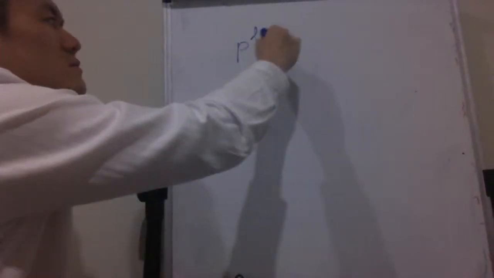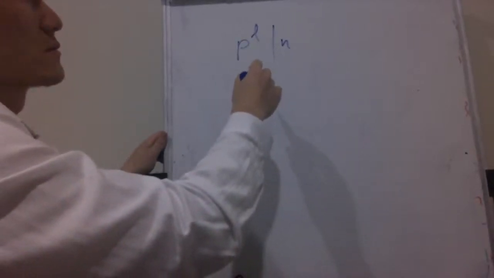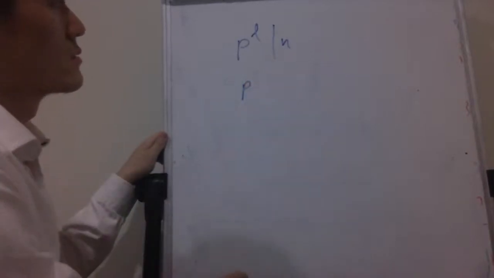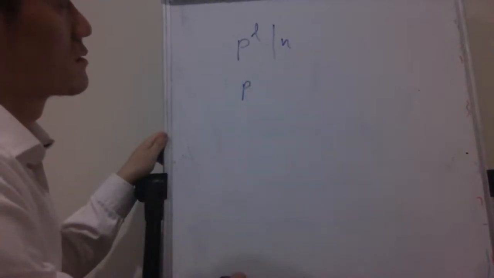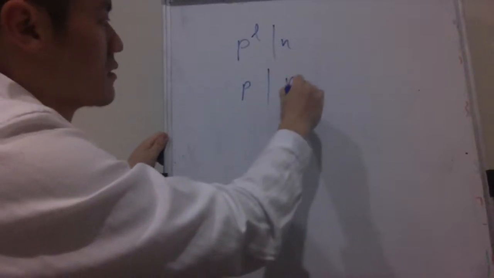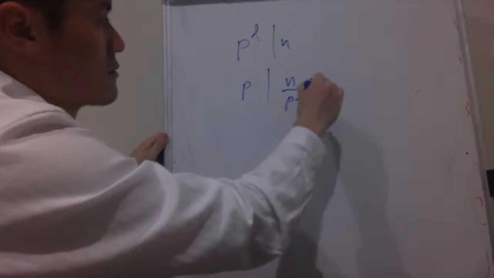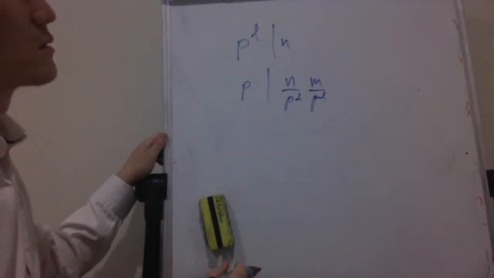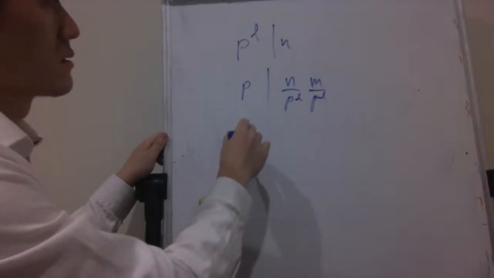Before, we had P to the L divides N and P to the L divides M. So from that we concluded that P divides the multiplication, so P divides N over P to the L times M over P to the L. And we also concluded that P to the L plus 1 divides the addition, N plus M.